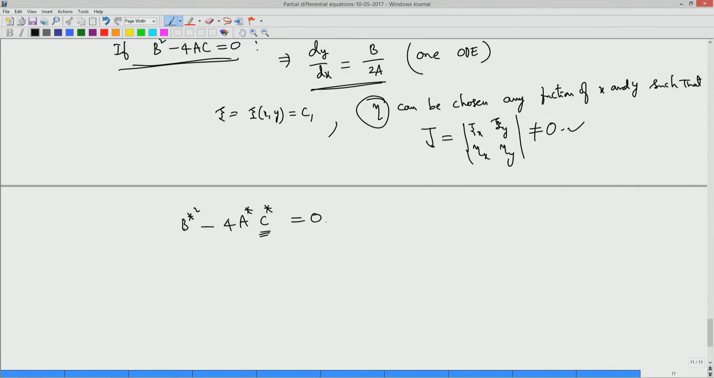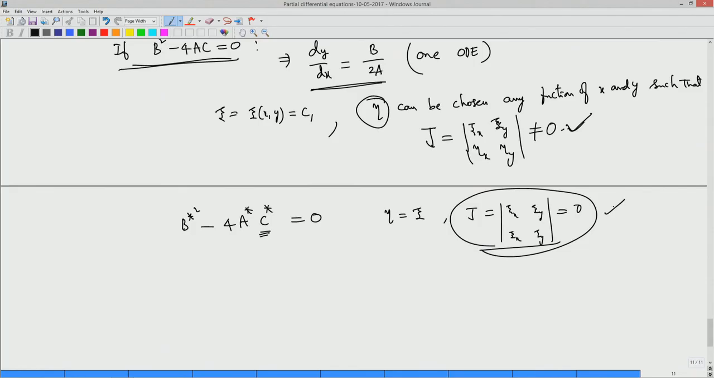Okay, if C star is 0 means the eta what you have chosen itself is xi, that means the Jacobian is actually 0. If eta is actually the same as xi, if C star is also 0, what you end up is the same ODE. If you integrate, this will give you the same integration. So eta equal to xi of xy, eta is also xi, so xi x xi y minus xi y xi x, that means it is 0. So this condition is not satisfied, so you cannot just go to new variables so that you can come back. Okay, this will be useless.